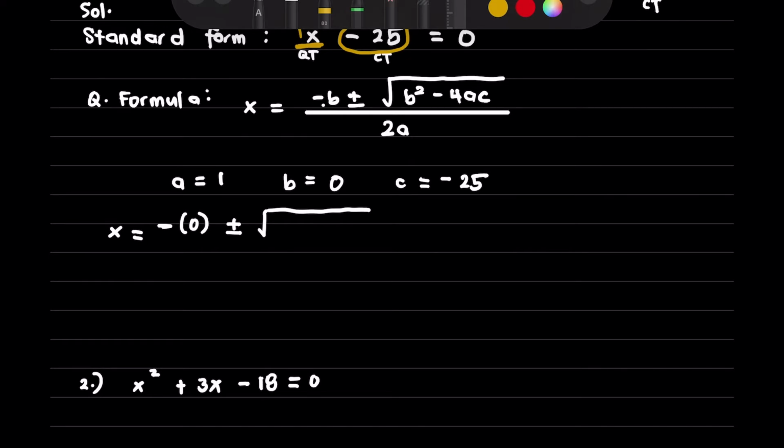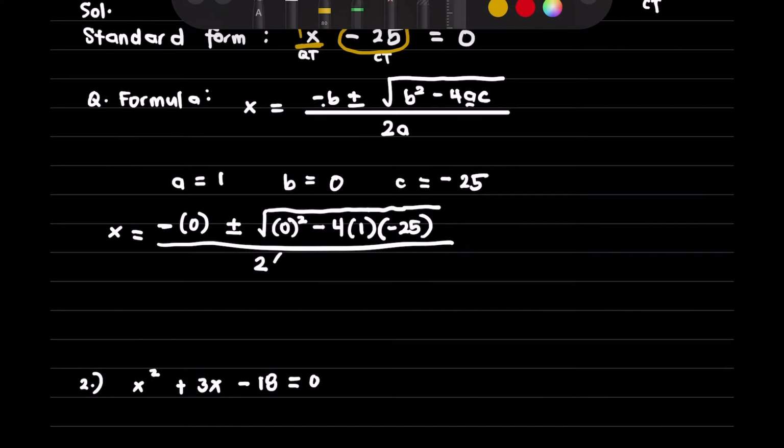B. And the value of B is 0. 0 squared. So, maglagay kayo ng parenthesis once na nagsasubstitute kayo, or pinapalitan nyo yung mga value. Minus 4, and then palitan natin si A, and A is 1, times C, and C is negative 25. Okay, all over 2 times A, so A natin is 1.